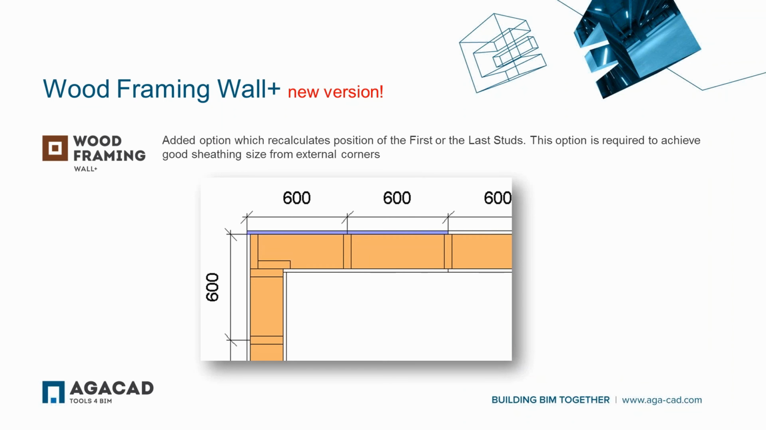One more option we added is the possibility to recalculate the position of the first and last studs. It's very handy for working with the sheeting. So if we want to have precise sheeting size from the external corners, we should use this possibility. In such a case, the first and last studs will be recalculated according to the sheeting sizes.